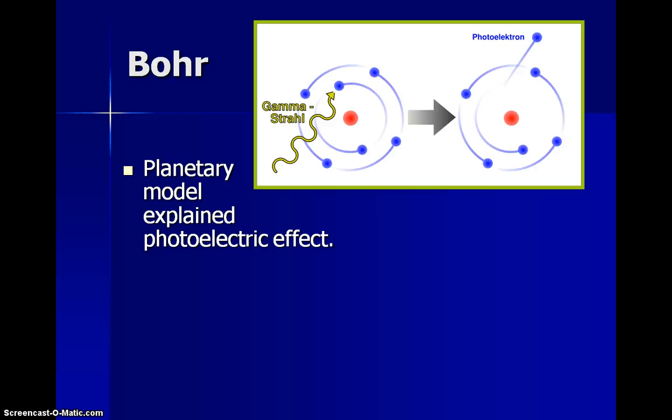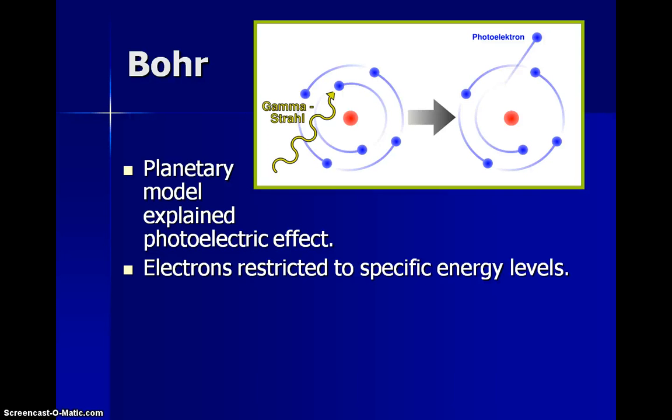Okay, so his model was called a planetary model, where electrons were restricted to these specific energy levels. So it would make sense that if you were to apply a certain amount of energy, okay, so if we're to look over here, this would be energy in terms of like gamma radiation, and it were to strike that electron, then a certain amount of energy would be required for that electron to be removed from the atom or ionized, okay, which we saw in the photoelectric effect, using light or radiation to cause those electrons to jump off.